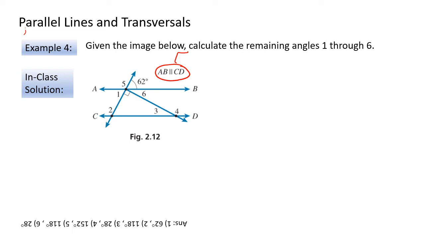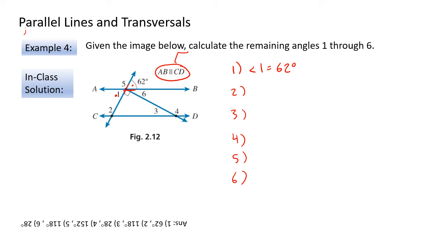So we're given that it's parallel, and we're given that one of our angles is 62 degrees. So we need to figure out angles 1, 2, 3, 4, 5, and 6. I'm going to start with angle 1 because we're given 62 degrees. And we know that vertical angles, in other words, this angle here and this angle here, have to be the same. So that means that angle 1 has to be equal to 62 degrees, right?